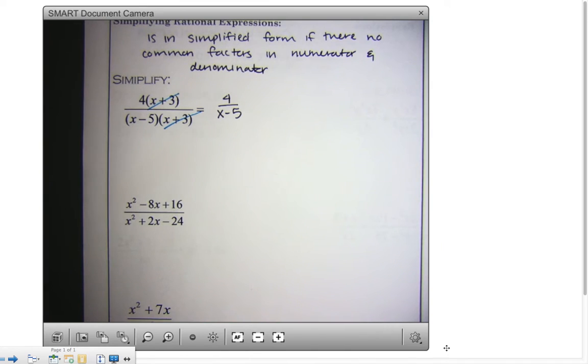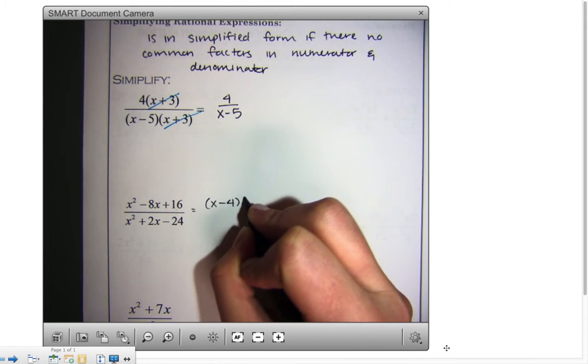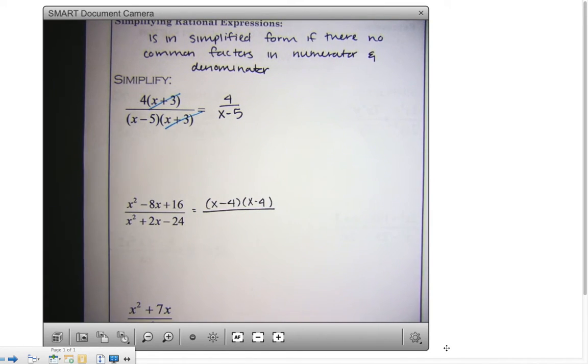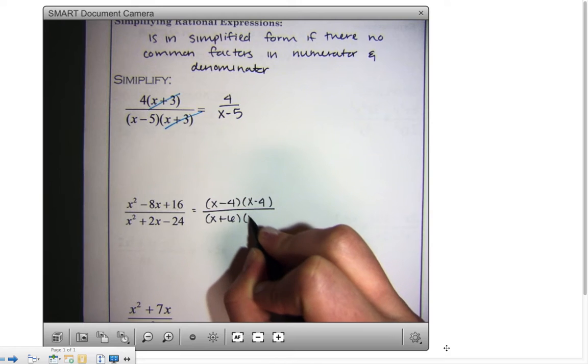Now in the second one, notice I've got two quadratics, and they're not factored. So before I can go about simplifying this, I have to factor them. So we recognize that in the numerator, the leading coefficient's 1, so I don't have to do the AC method. I'm just looking for factors of 16 that add to -8, and that would be -4 and -4. So factor the numerator. Same in the denominator. Leading coefficient's 1, so what are factors of -24 that add to 2, 6, and -4?